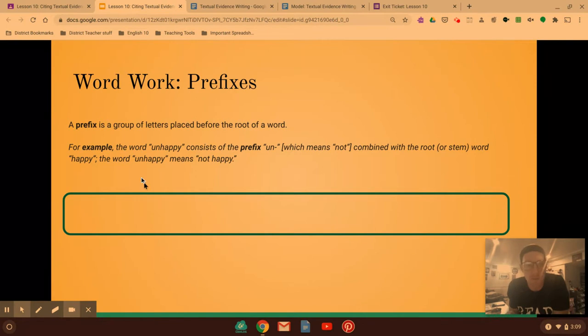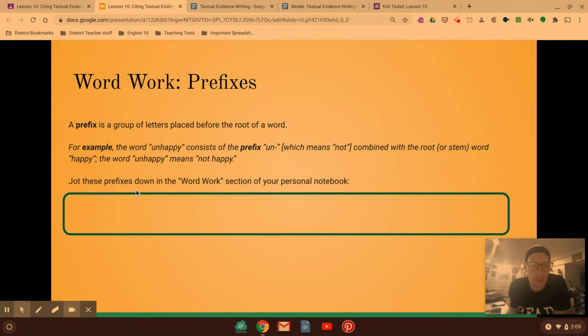We're going to add stuff to it. So, for example, the word unhappy. We take that root, happy, and add the prefix un, which means not, and we make the meaning unhappy. Go ahead and do the same thing with these prefixes. Jot down the prefix itself, the definition of what it means, and then a few of these words.